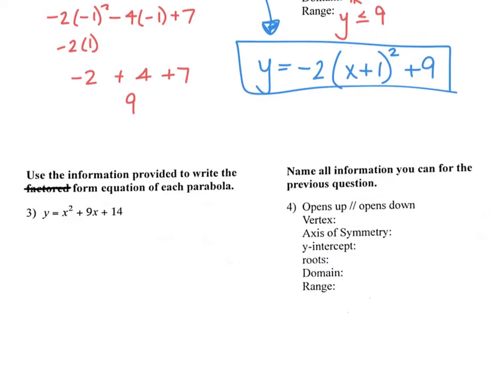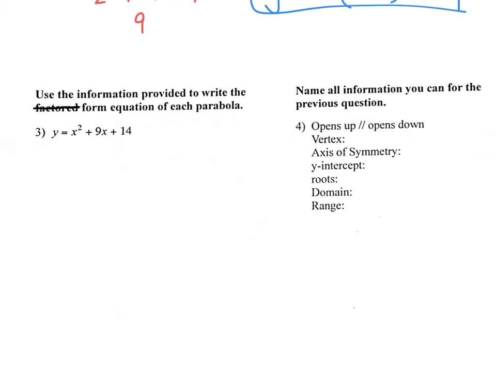All right, let's look at 3, 4. We're going to do this one in vertex form as well, so just another practice of the same thing. This one is going to open up because I've got a positive x squared there in the front. Remember, I have to find axis of symmetry next, so -b over 2a, that's going to give me -9 over 2 times 1, which is -4.5. I know that's a decimal. You're going to be fine.